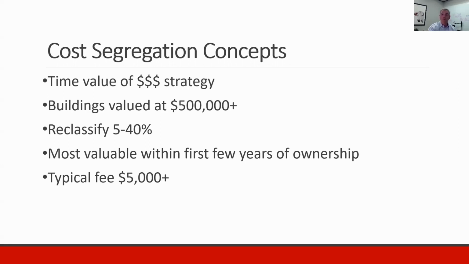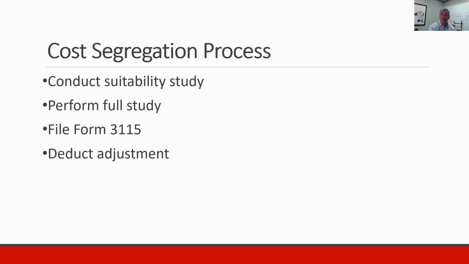Cost segregation is most valuable for newer properties that haven't already taken significant depreciation deductions. These typically start around $5,000.